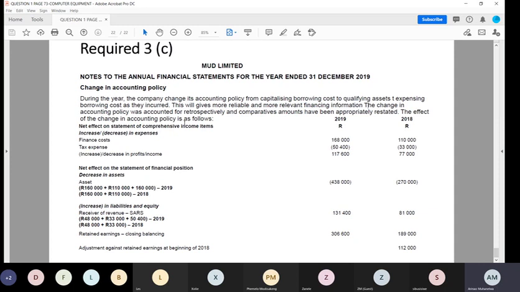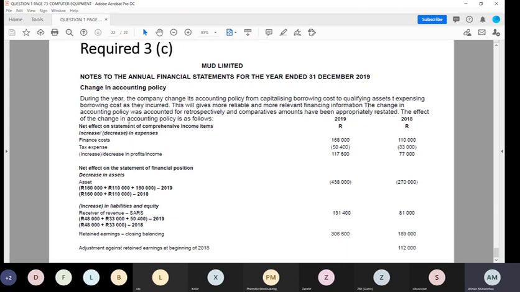The change in accounting policy was accounted for retrospectively. This is not from the question, but you must know it. I've shown you the principle that all accounting policies must be accounted for retrospectively, and the comparative amounts must be restated. What does that mean? I've explained that if you have 2020, you must go to 2019 and 2018 as well. Here it was 2019, 2018, and 2017. So you must go to the relevant years as well.